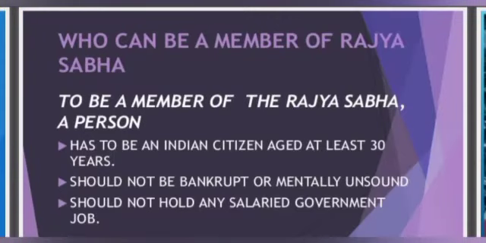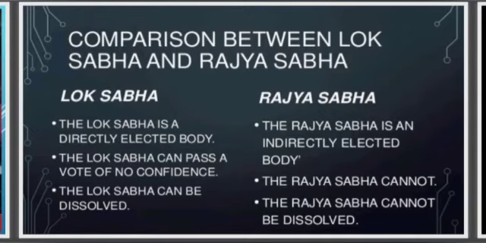Who can be a member of the Rajya Sabha? To be a member of the Rajya Sabha, a person has to be an Indian citizen, and the age should be 30 years. He should not be bankrupt or mentally unsound, and he should not hold any salaried government job. The same points apply to the Lok Sabha, but the age there is 25 and here it is 30. Here I am discussing the comparison between the Lok Sabha and the Rajya Sabha. Lok Sabha is a directly elected body, Rajya Sabha is indirectly elected. Lok Sabha can pass a vote of no confidence, Rajya Sabha cannot. Lok Sabha can be dissolved, Rajya Sabha cannot be dissolved.